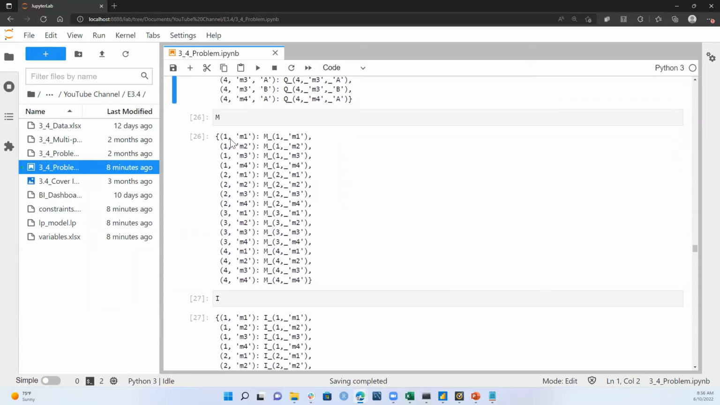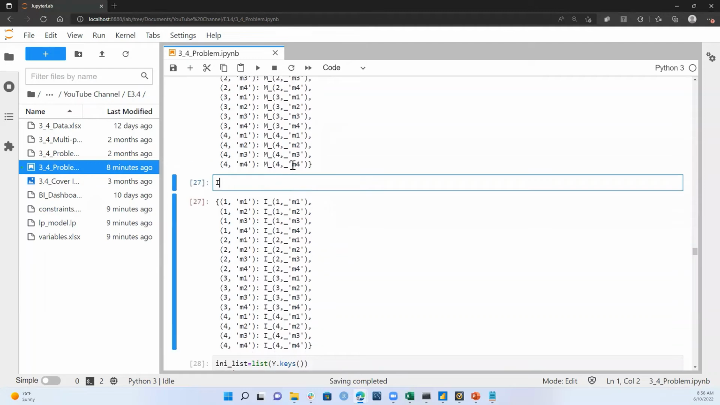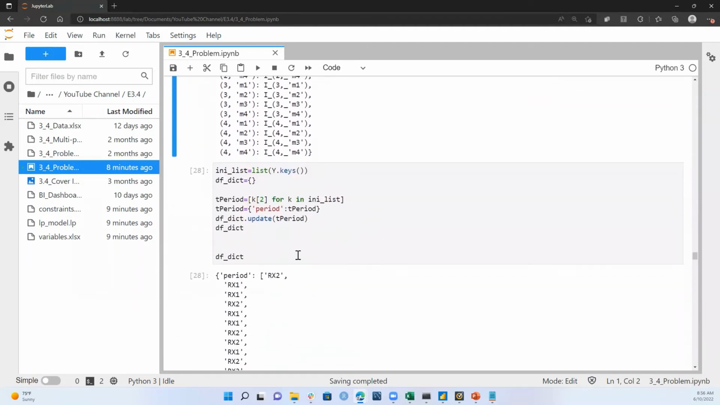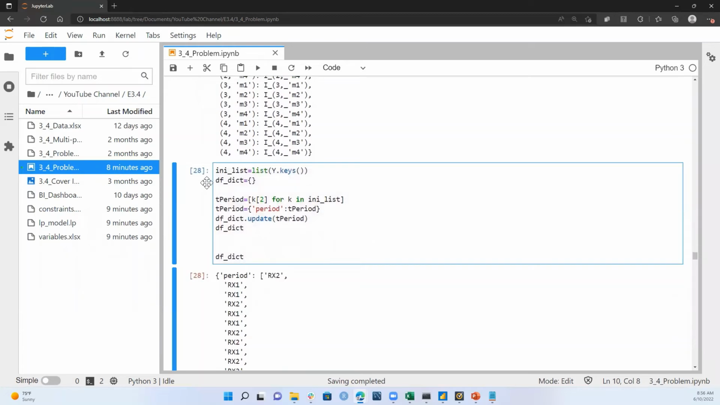We have, again, inventory draw or inventory build decision variables, M sub NJ, for each material, 1, 2, 3, and 4, and each period, 1, 2, 3, and 4. Similarly, I looks the same as M, which it should. And now we have some code that does not need to be here.